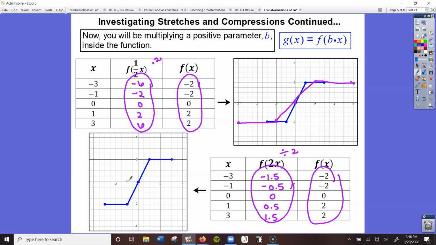Now these here, every line is 0.5. So -1.5 is this one here, -2, then (-0.5, -2), (0, 0), (0.5, 2), and (1.5, 2). And again, we can see that it shrank, but horizontally. So this is an example of a horizontal shrink.